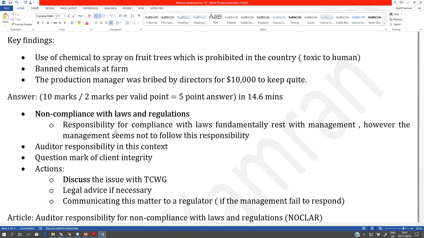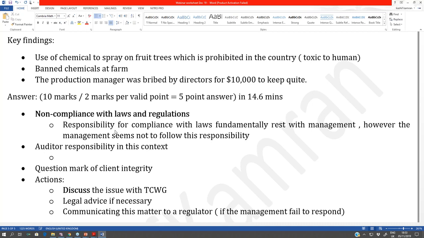There is an ISA 250, right? And ISA 250 is about the auditor's responsibility regarding laws and regulations, and the examiner has covered that in the article. So firstly, you will tell the examiner that the responsibility for laws rests with management, but the management seems not to follow this responsibility. So I, being an auditor, need to do something. So what is the auditor's responsibility in this context? If the auditor becomes aware of any non-compliance, the auditor has to take some steps.